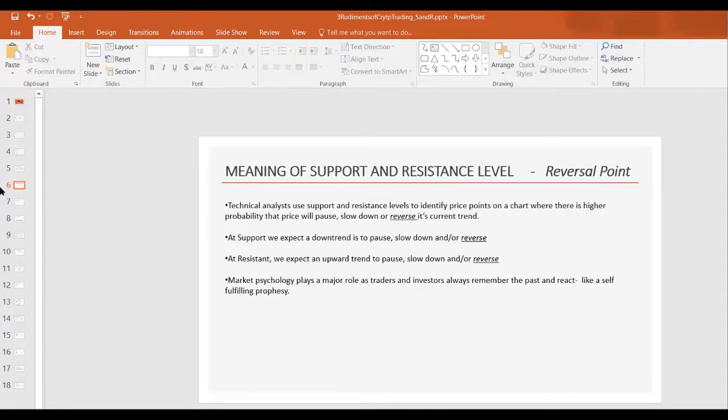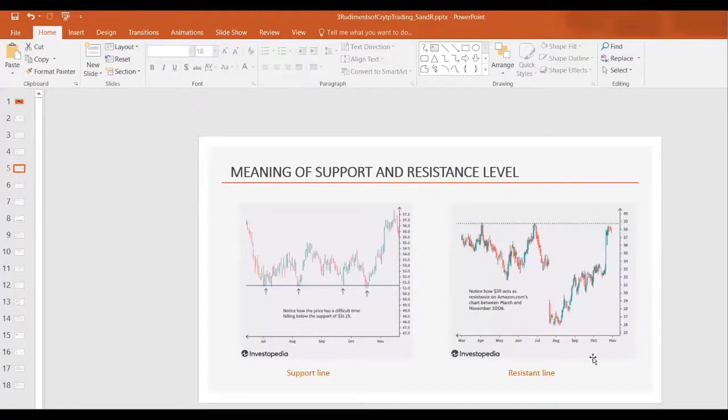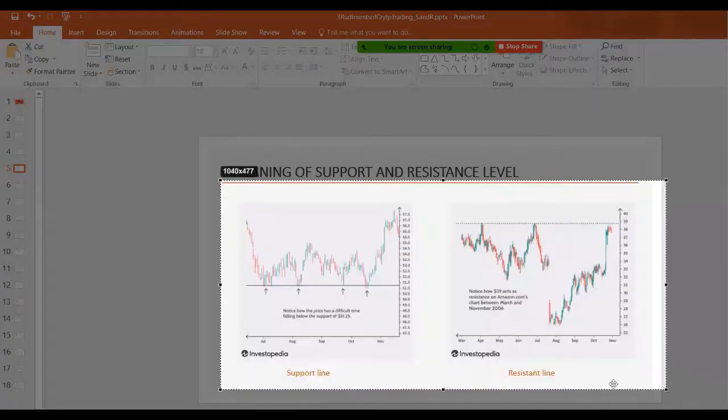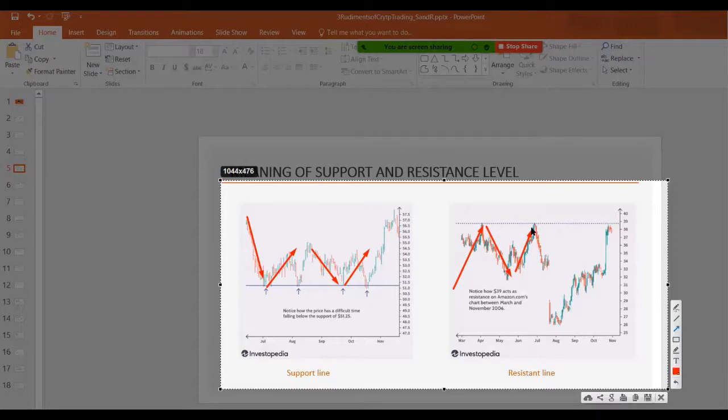Reverse means, look at it here. Price is coming in this direction, but when it got to the support line, what happened? It reversed back. You see, it reversed. So when you get to a support or a resistance level, this is the normal trend price was going, but when it got there, the price reversed back. So when getting to a support level, price is either going to slow down or reverse.